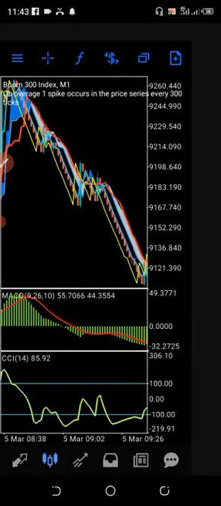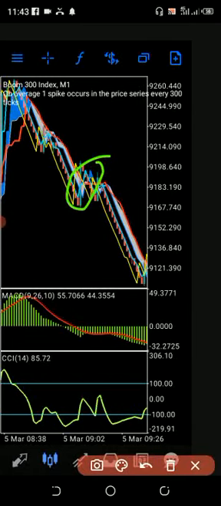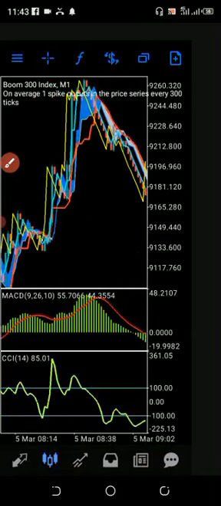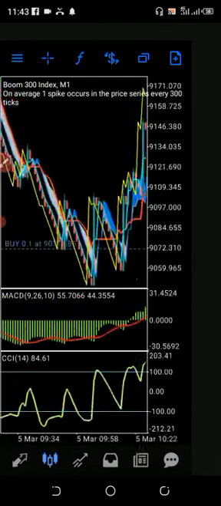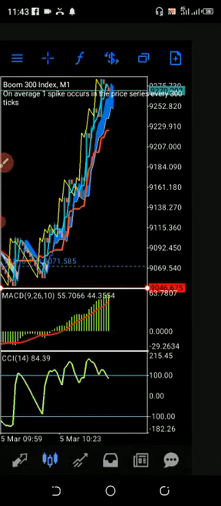So people make mistakes. Once they see a little spike here, they enter a trade hoping that it will pull back. Why will it pull back? Is there any resistance level after that one, or just this one? No, you must be careful to know it. And as you do that, you will make money.